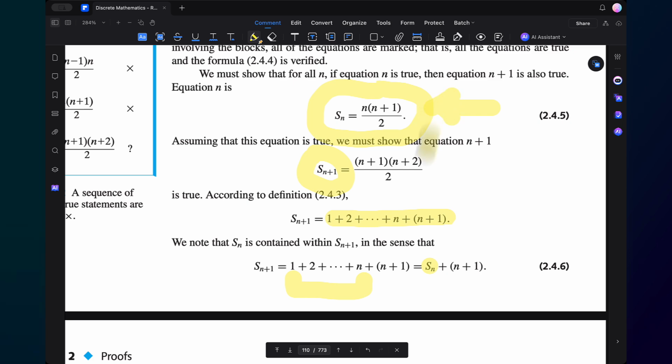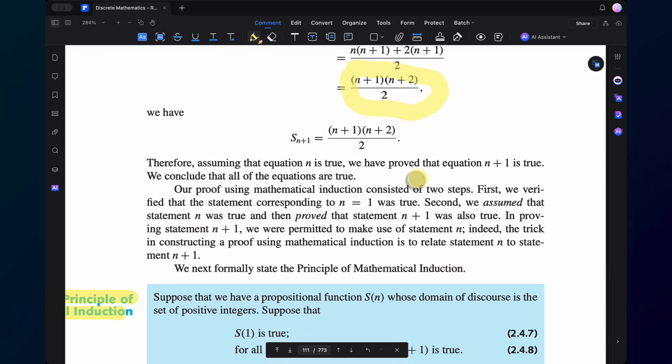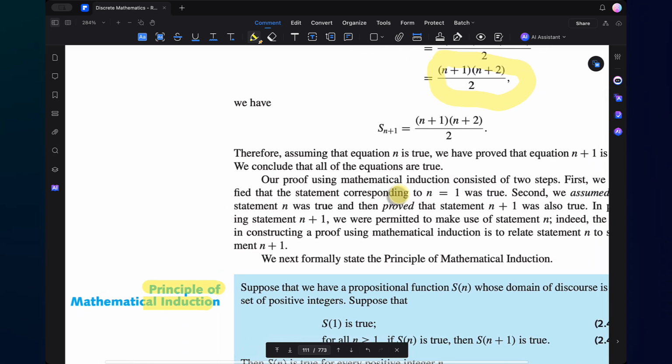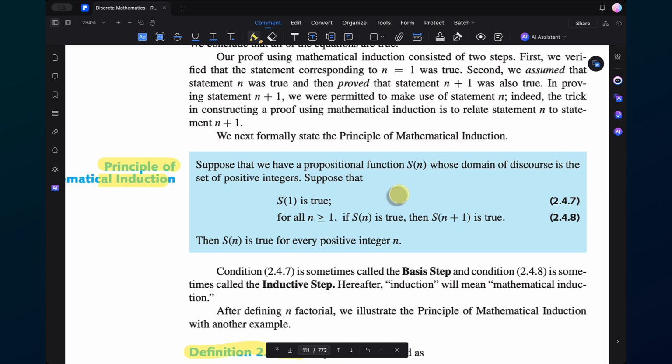Okay, and so therefore that argument right there is enough to prove that Sn, the formula for Sn, is correct. Okay, so here's what we call the principle of mathematical induction, and it's a method of proof that we will use many times. Here we go.